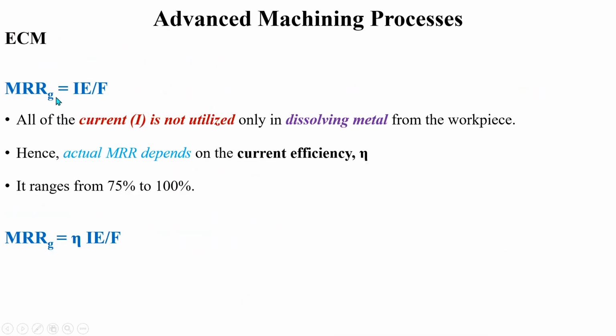MRR in grams. You can also calculate MRR in terms of volume, which is equal to eta times IE by F divided by density. This gives the MRR in terms of volume. That is, we will get the volumetric material removal rate.